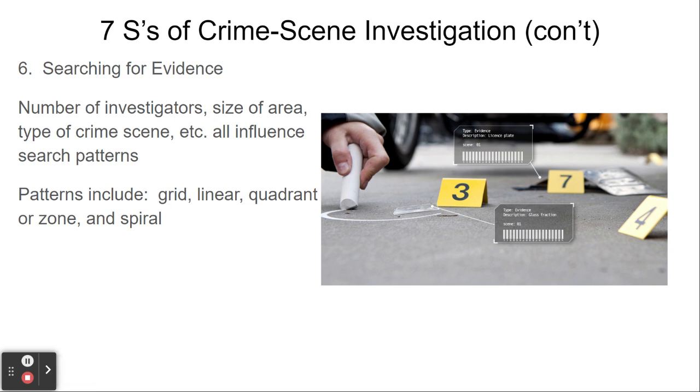Each one has its benefits. Your grid is going to be good if you have lots of people that can work. Like imagine arm length to arm length and cover a large area. Linear is good if it's relatively confined and relatively simple. Quadrant or zone, like I said, houses or warehouses. Spiral, open water, things like that. Large fields sometimes, though grid works really well in large fields as well. It just depends.